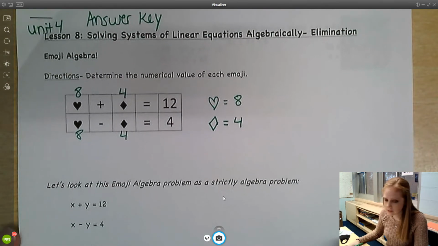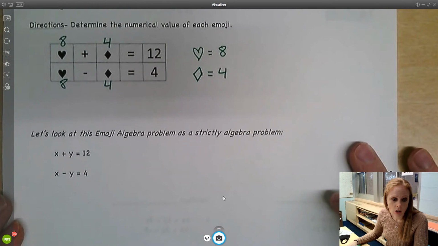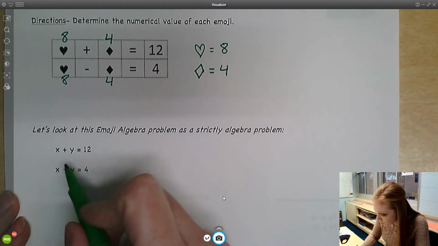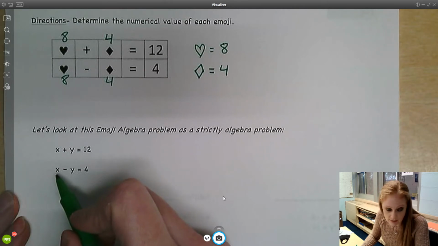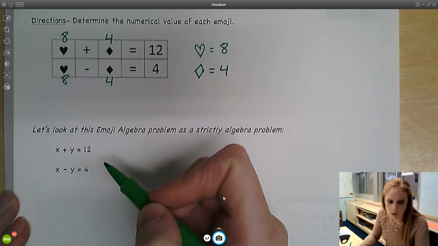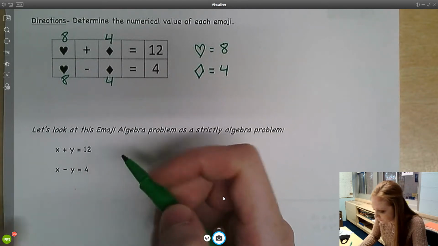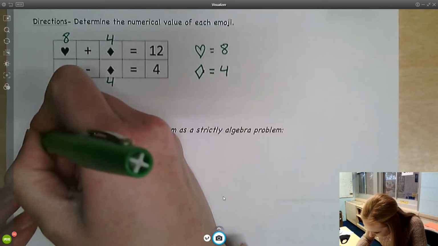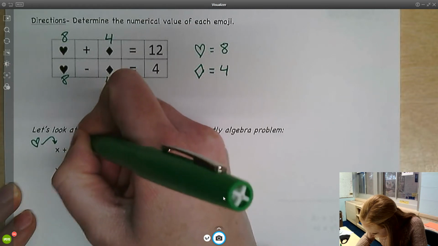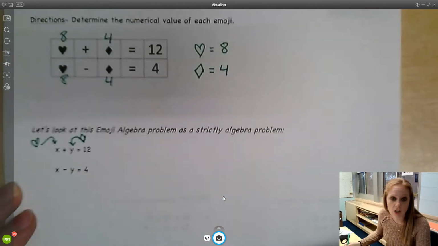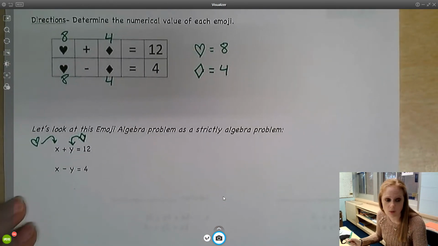Now, what if we were to look at this as an algebra problem? So we have x plus y equals 12. And then if our heart is represented as an x, we have x minus y equals 4, because our y is our diamonds. So we're just changing them. Instead of heart and diamond, we're using x and y.